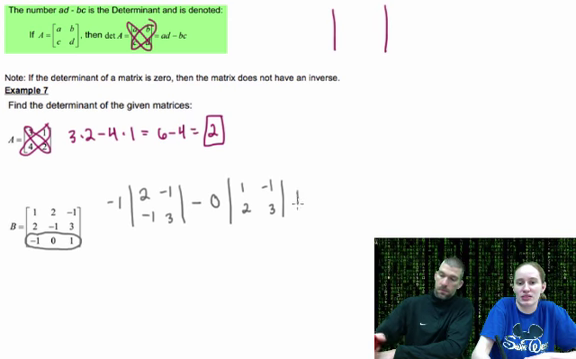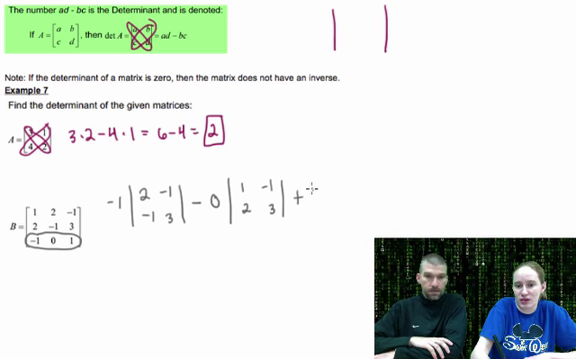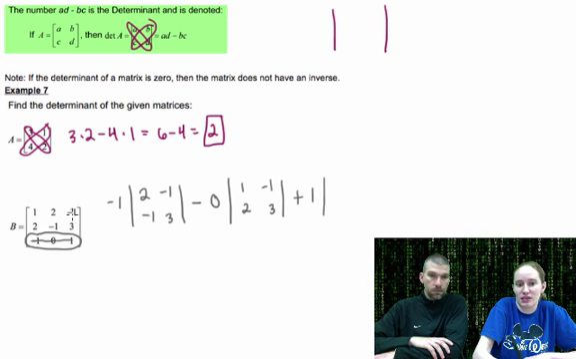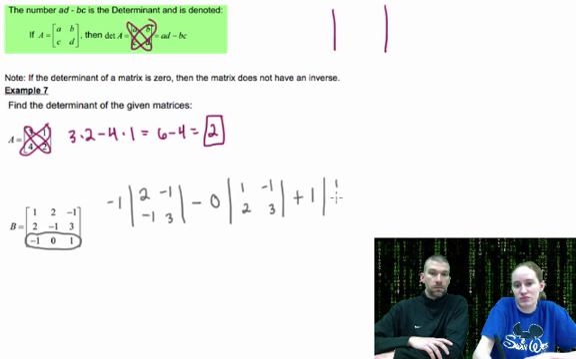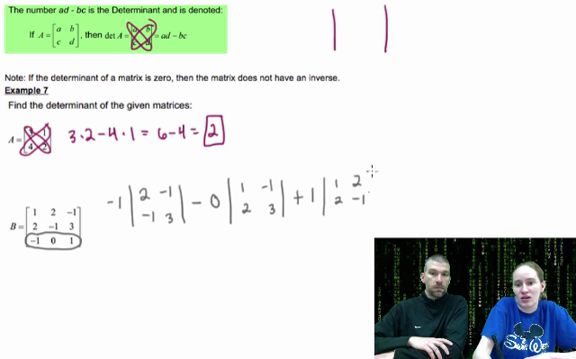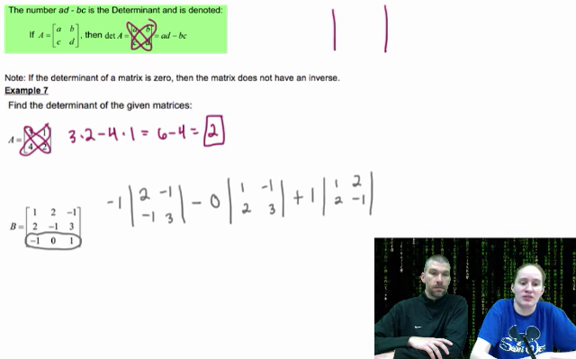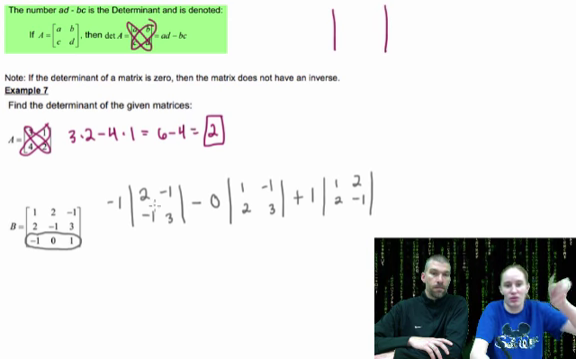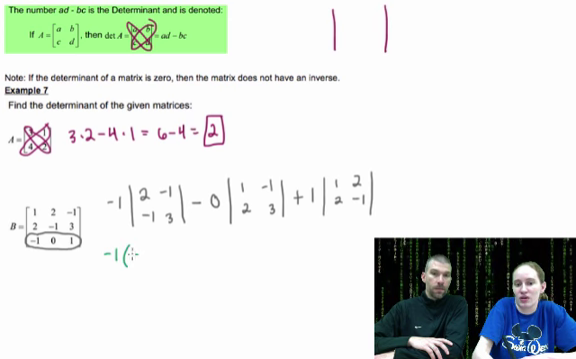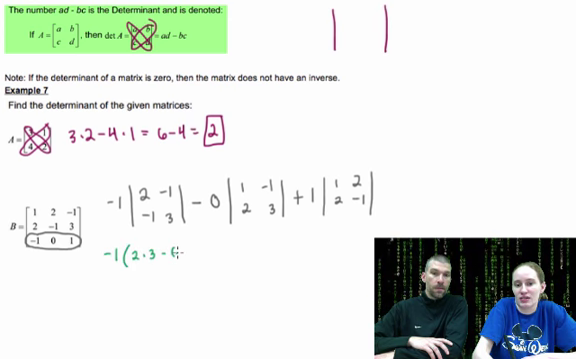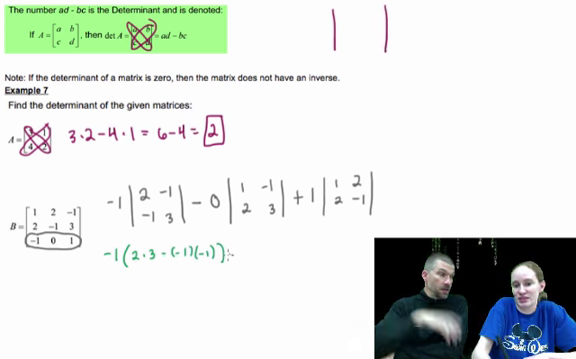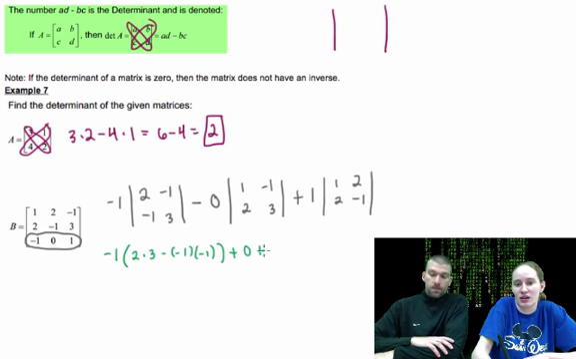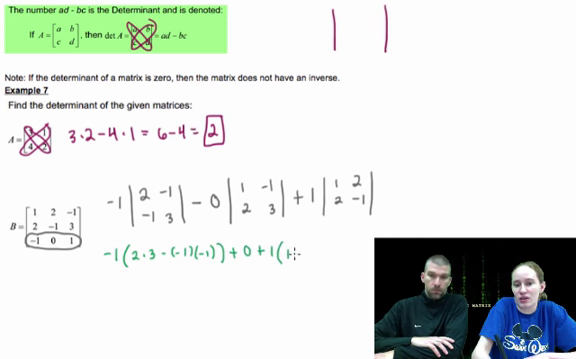And then you go back to an addition sign, which this is a +1, so that works out, and then we write the matrix that has those eliminated, which is going to be 1, 2, 2, -1. Now we take the determinants of these matrices, which is the diagonal subtracted. So -1 times 2 times 3 minus -1 times -1. The middle guy is going to be 0 because 0 times anything. Then here we have 1 times -1 plus 2 times 2.